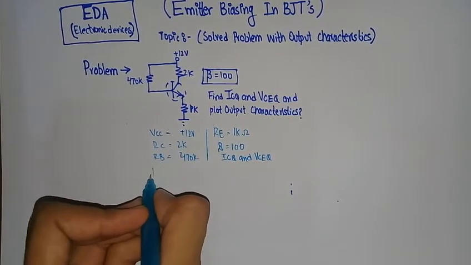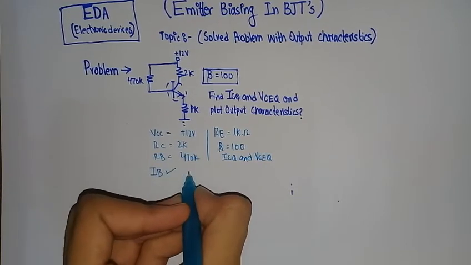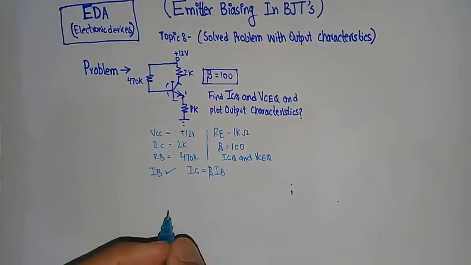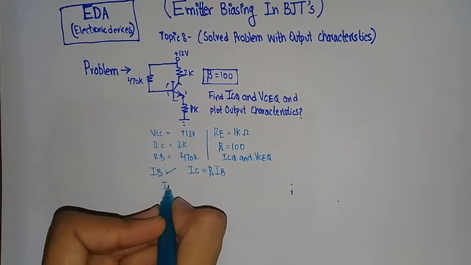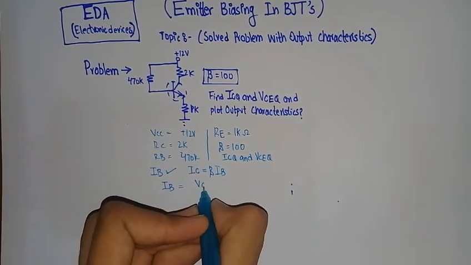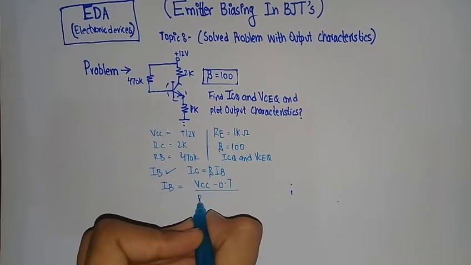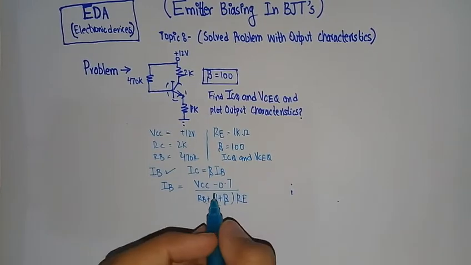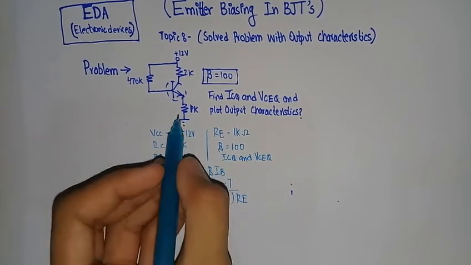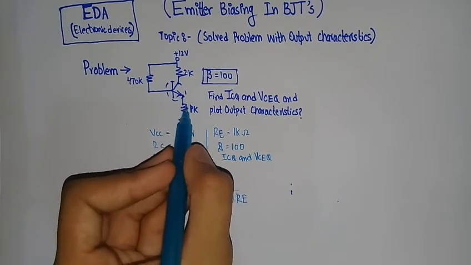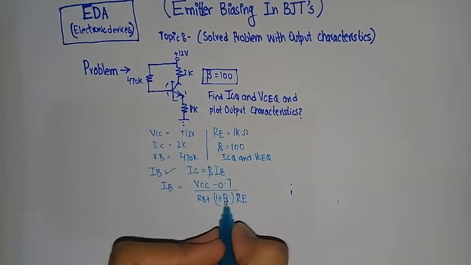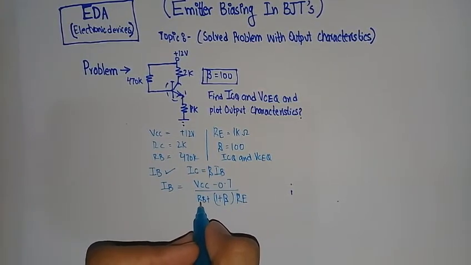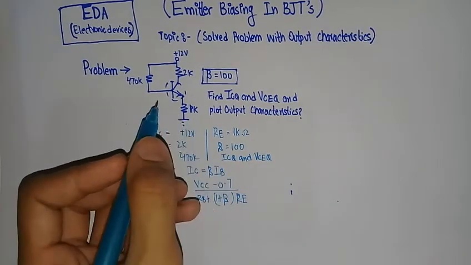So first you have to find IB, because if you find IB then you can find IC from that, because IC will be equal to beta times IB. The formula of IB is equal to VCC minus 0.7 divided by RB plus 1 plus beta times RE. This RE is present because this resistance also has a drop in the input loop. But in the fixed biasing circuit there will be no RE, only RB will be present, because there is no resistance RE in that circuit.